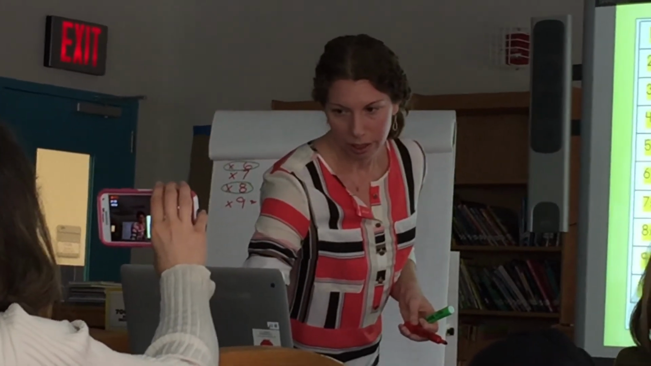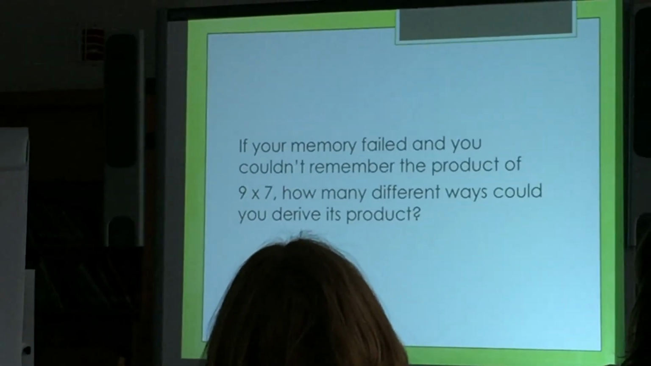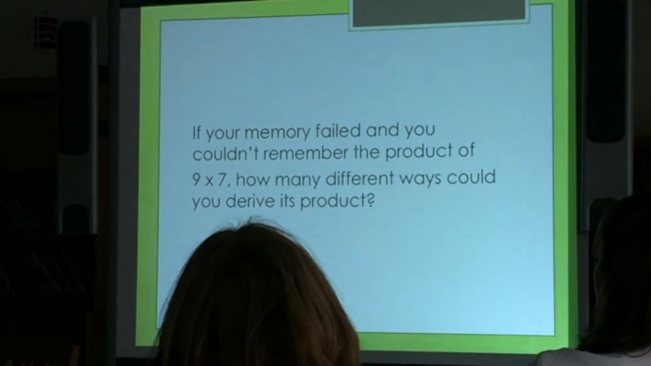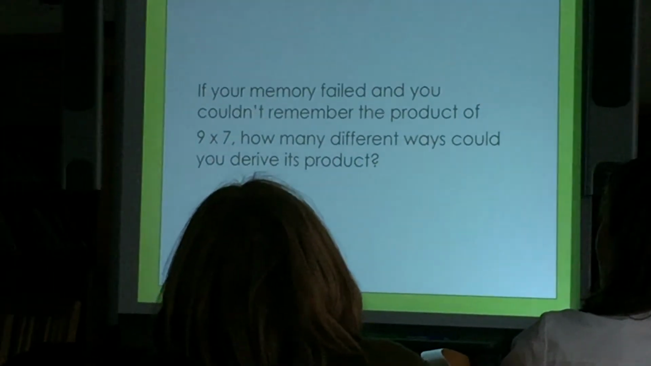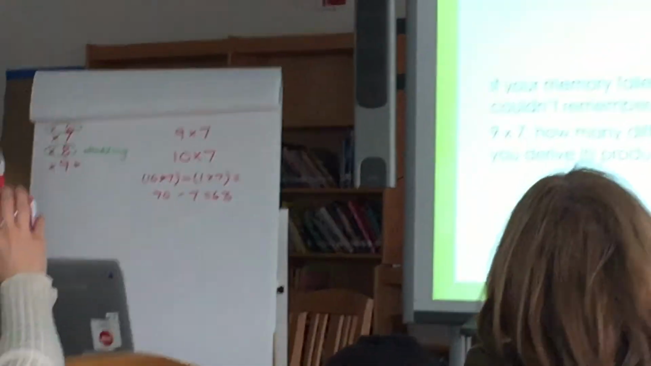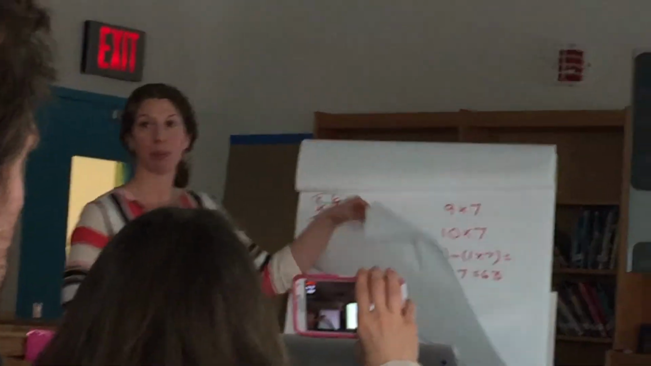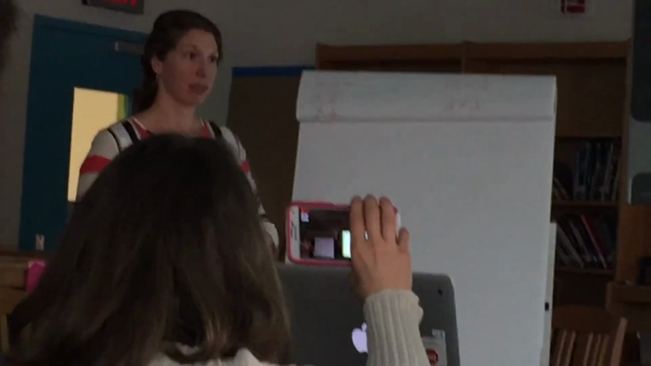So I'm not going to go through the rest of all these relationships, but I want you to just think about this with a partner. If your memory failed, it was in my head, and you couldn't remember the product of 9 times 7, how many different ways could you derive its product? So I want you to turn and talk to somebody next to you.